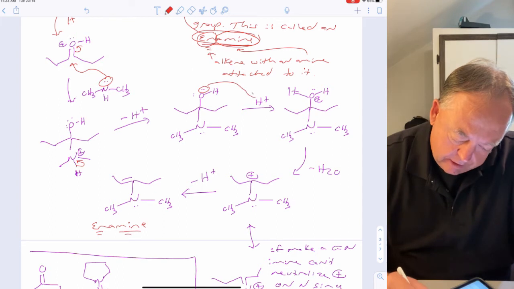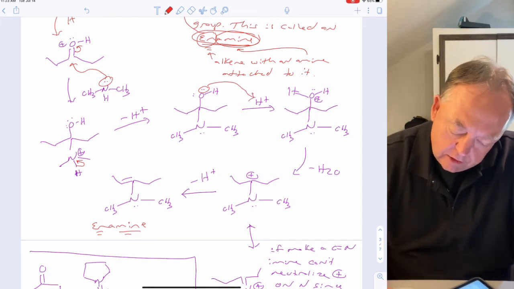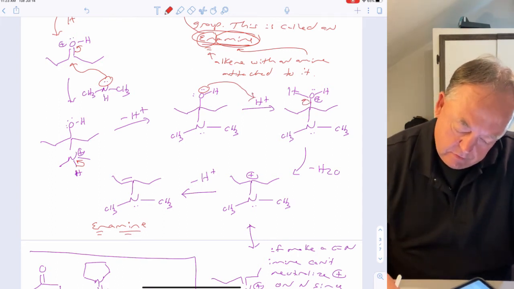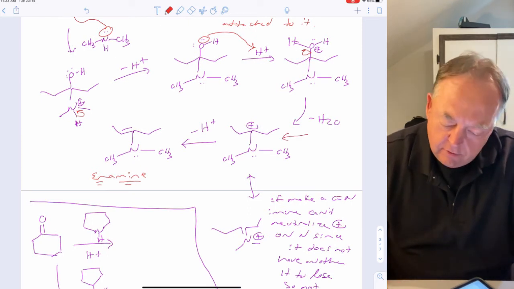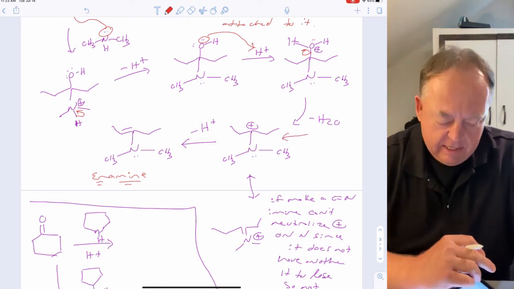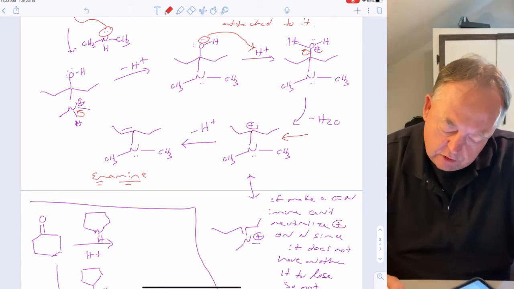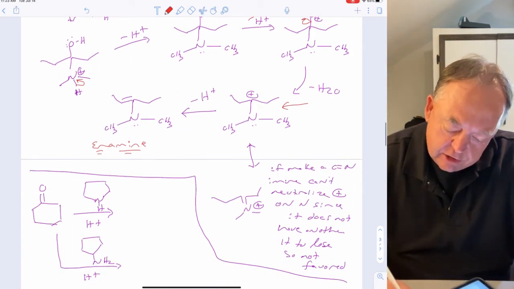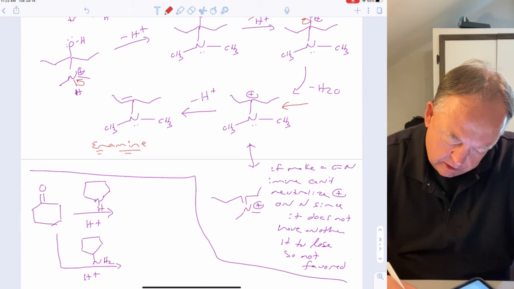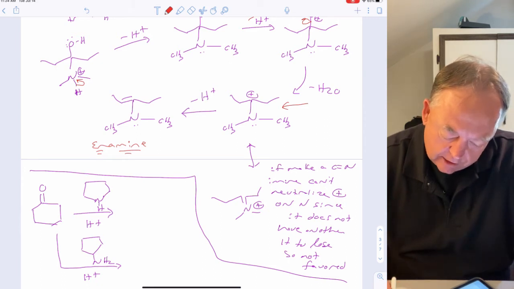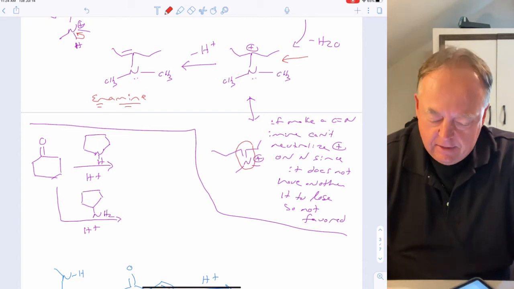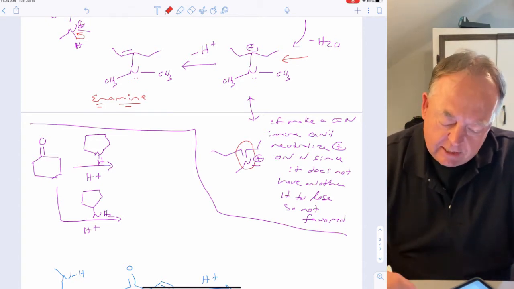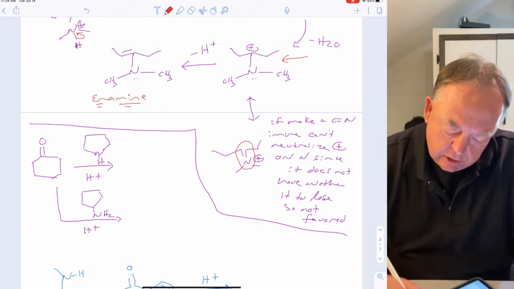So we're going to protonate the oxygen, have a water molecule that now leaves. And now this is where it differs from the imine. If this was a primary amine and you had another hydrogen attached, then you would take the two lone pair electrons on nitrogen and make the nitrogen-carbon double bond to be an imine. But that doesn't happen with the secondary amine because you don't have a hydrogen on nitrogen anymore.